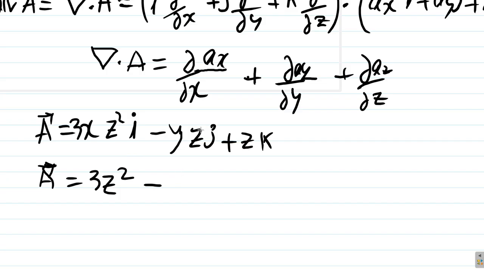Minus, when you differentiate yz with respect to y, what you have is just z. Plus the z k, differentiate z with respect to z, you use the power rule, which gives 1. So that would be just 1. So that's what you have there.